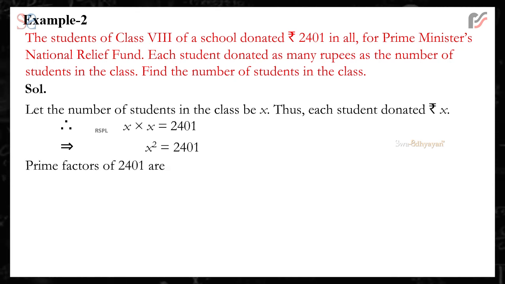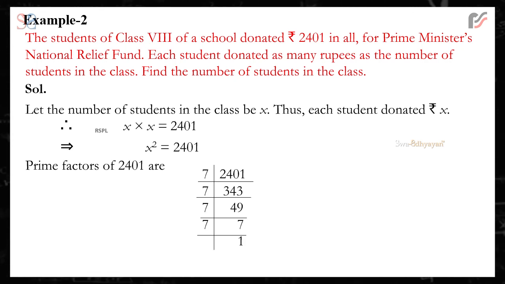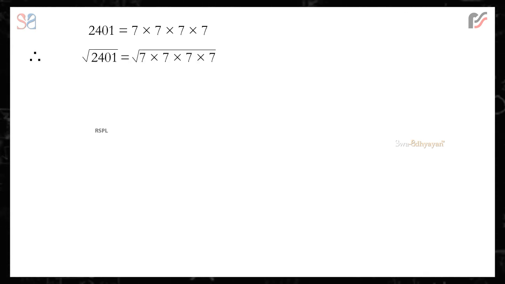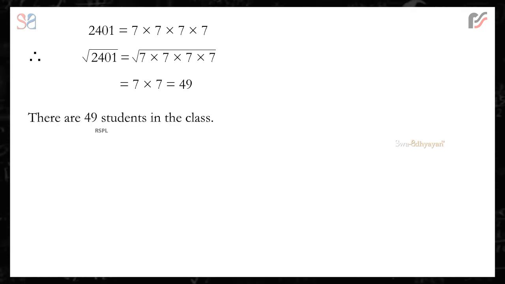Prime factors of 2401 are: on dividing 2401 by 7, we get 343. On dividing 343 by 7, we get 49. On dividing 49 by 7, we get 7. On dividing 7 by 7, we get 1. 2401 is equal to 7 into 7 into 7 into 7. Therefore, the square root of 2401 is equal to the square root of 7 into 7 into 7 into 7, which is equal to 7 into 7 is equal to 49. There are 49 students in the class.